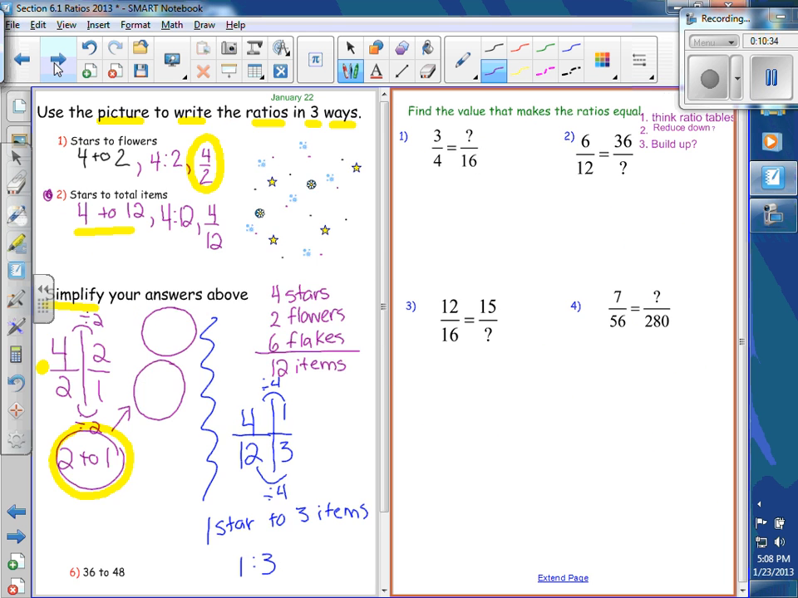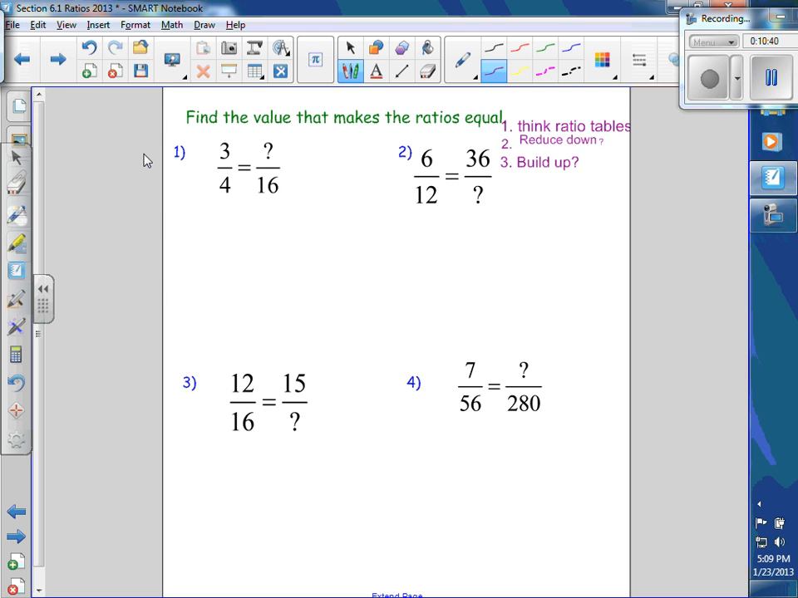Okay, let's go to the harder material. This is the last 4 examples. Really, the goal is to get to bigger solving problems. Some of the problems on this page are easy and some are a little more difficult. So this first page, we look at the directions, you're finding the value, that's this question mark, that makes the ratios equal. So you have to find the missing value.